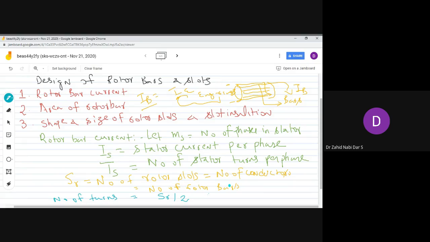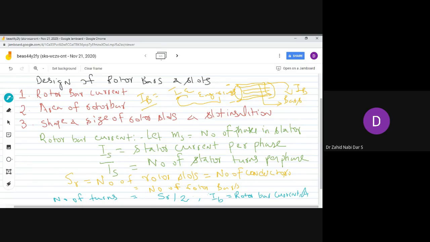So your number of turns would be equal to this. And now let's come to the bar current. So the bar current IB is the rotor bar current. This is the rotor bar current, in amps. So how do you go about this?